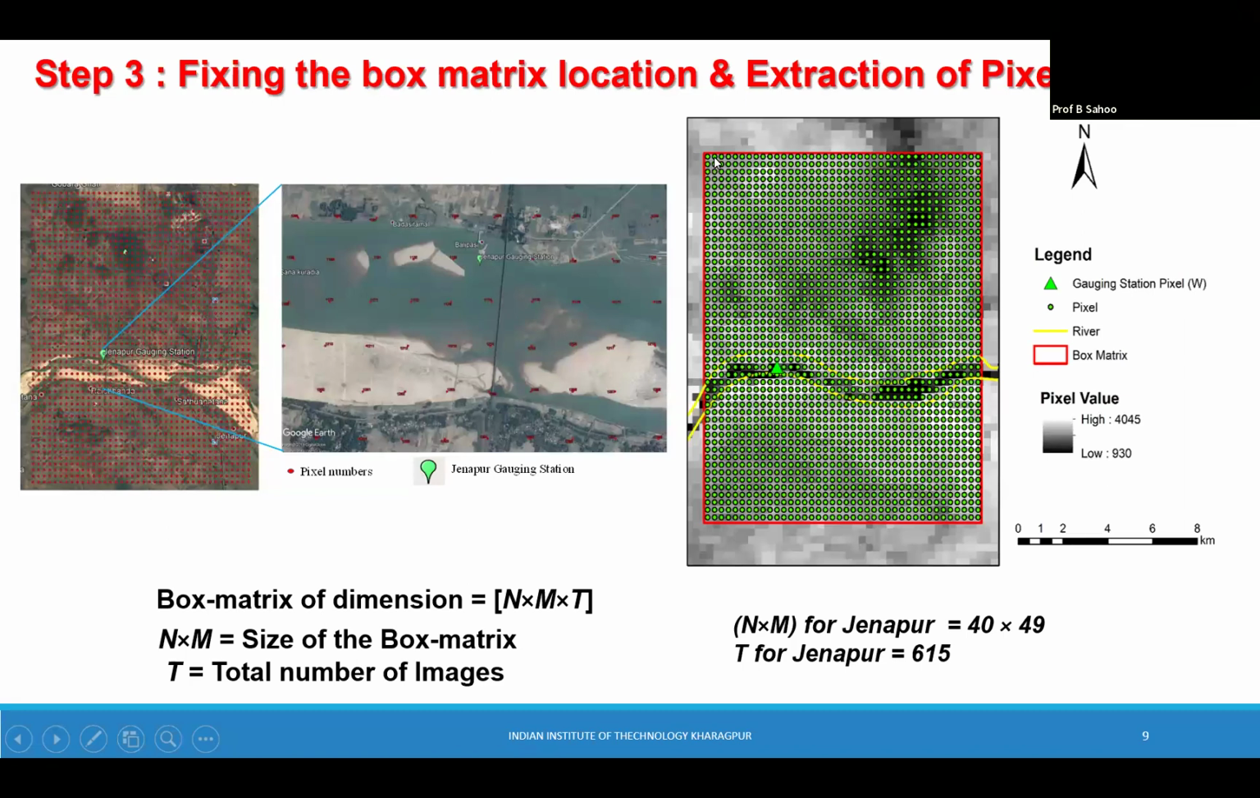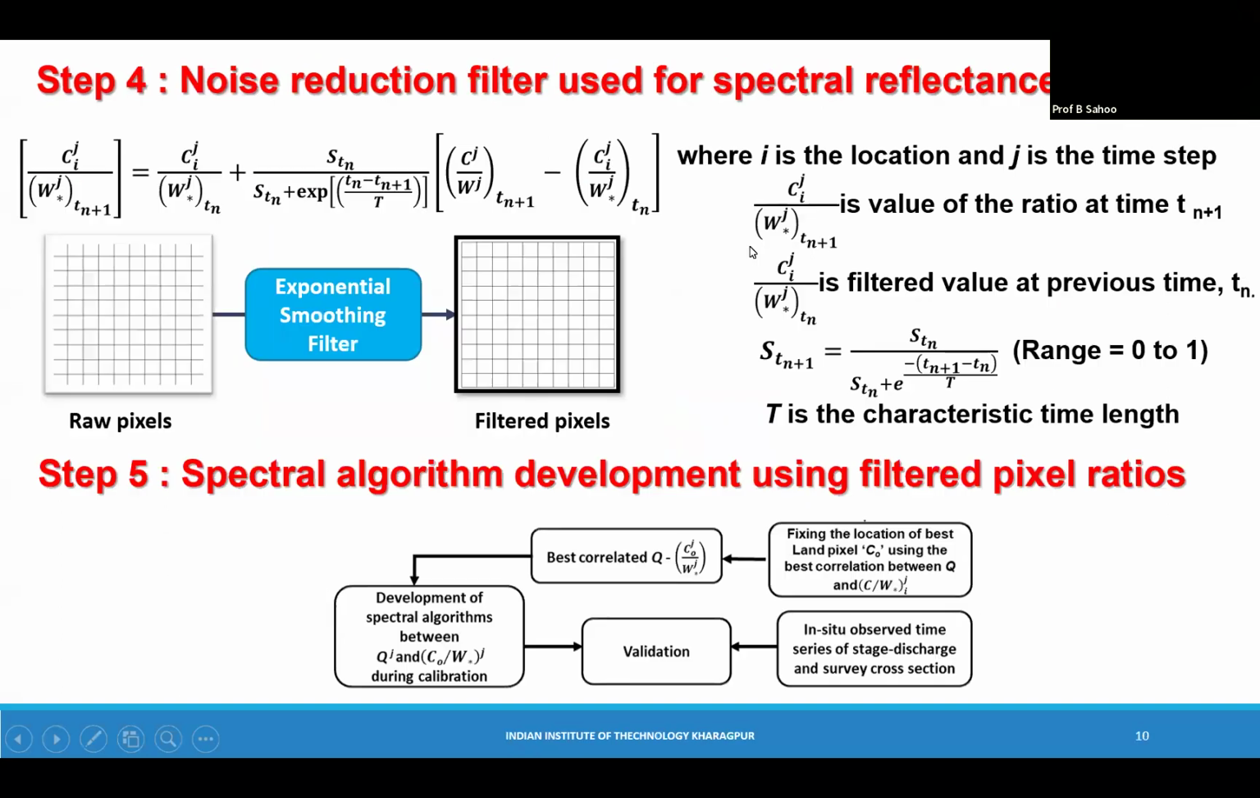So these pixels, that C by W pixel, because this is the W pixel, water pixel, and this is the land pixel, that is C pixel. So we try to get the ratio for each and every pixel. W pixel is fixed, but C pixel is varying. So where the correlation is the maximum with discharge, we are selecting that pixel as the best urban pixel, and we consider that as the reference pixel where the reflectance level generally doesn't vary in a day. So that doesn't significantly vary in a day.